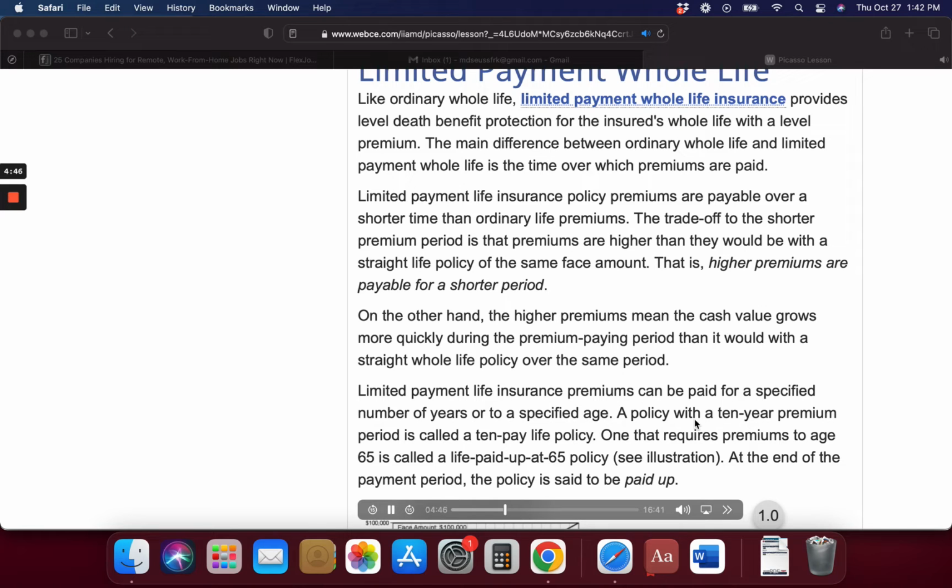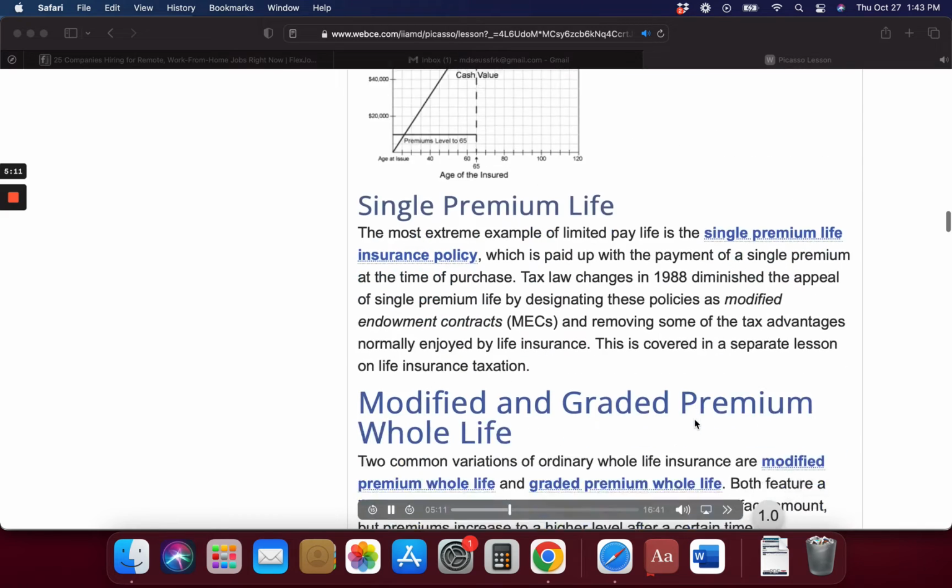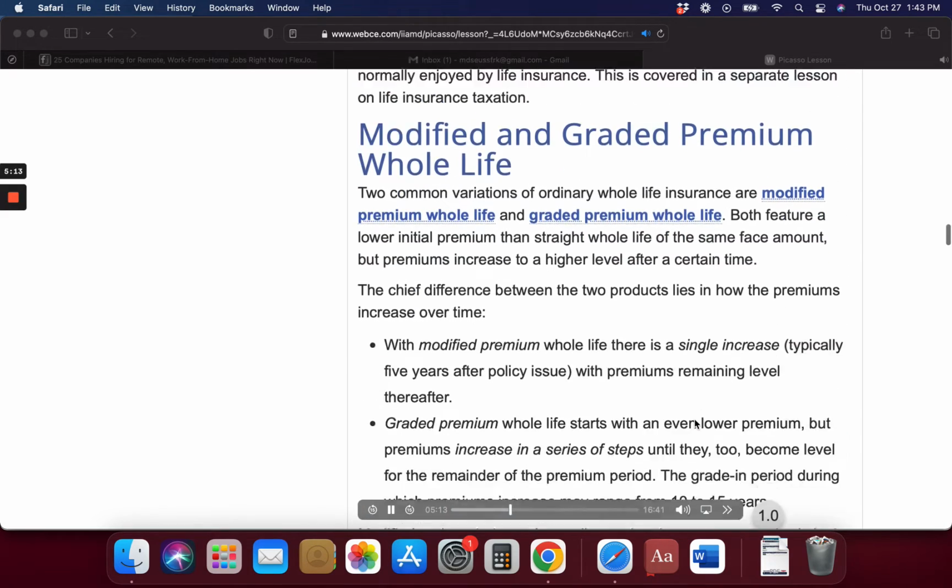Single premium life. The most extreme example of limited pay life is the single premium life insurance policy, which is paid up with the payment of a single premium at the time of purchase. Tax law changes in 1988 diminished the appeal of single premium life by designating these policies as modified endowment contracts, MECs, and removing some of the tax advantages normally enjoyed by life insurance. This is covered in a separate lesson on life insurance taxation.